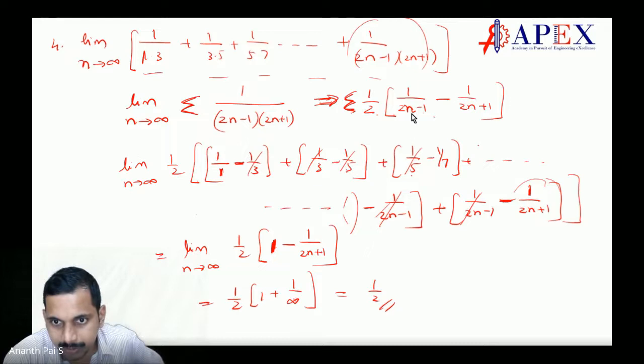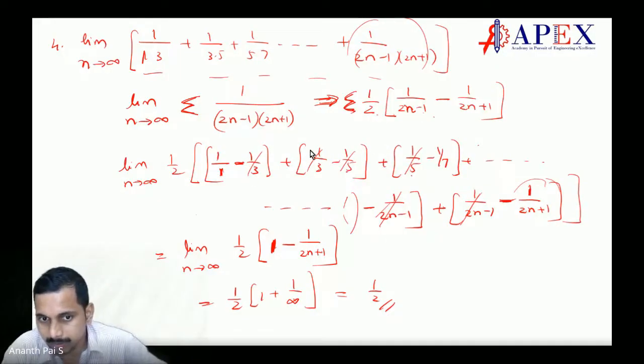2 times 1 minus 1 is 1. 2 times 1 plus 1 is 3. Okay, fine. Plus 2 times 2 minus 1 is 3. 2 times 2 plus 1 is 5. Okay, sir. Fine. So now what is happening? 1 by 3 and 1 by 3 gets cancelled.